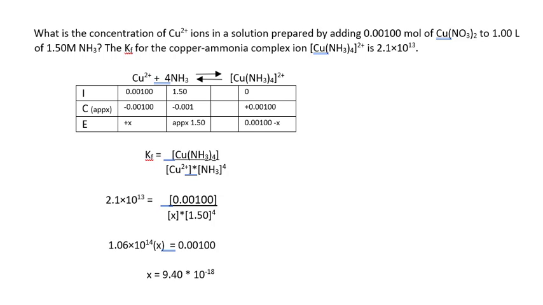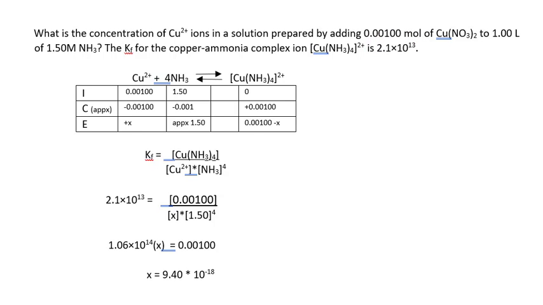In this video, I want to show you a couple examples of ion complex problems. In this problem, we're asked to determine what the equilibrium concentration of copper ions is after adding 0.001 moles of copper nitrate to a 1 liter solution of 1.5 molar ammonia. The formation constant of the complex is very, very large. It's 2.1 times 10 to the 13th.